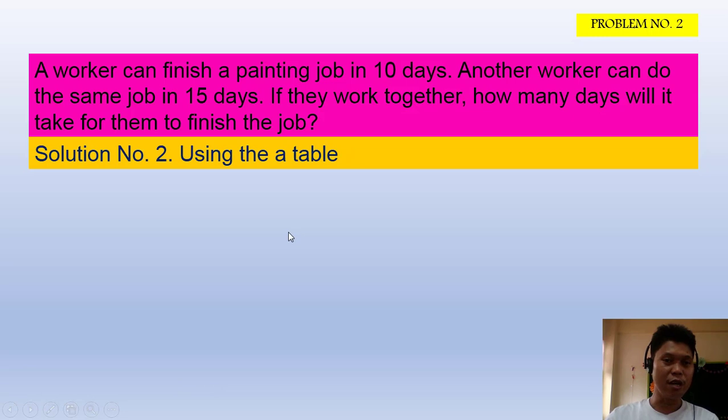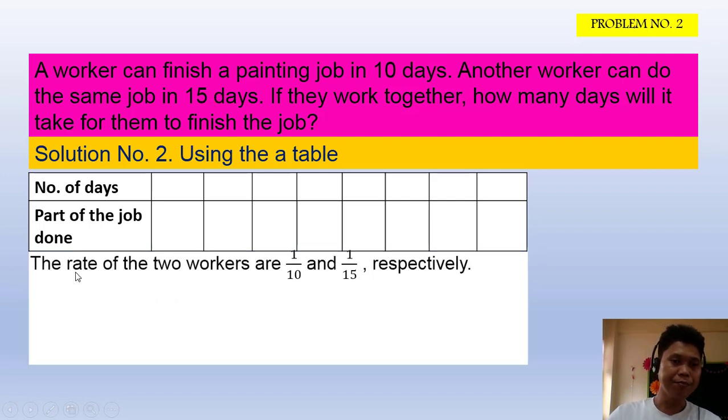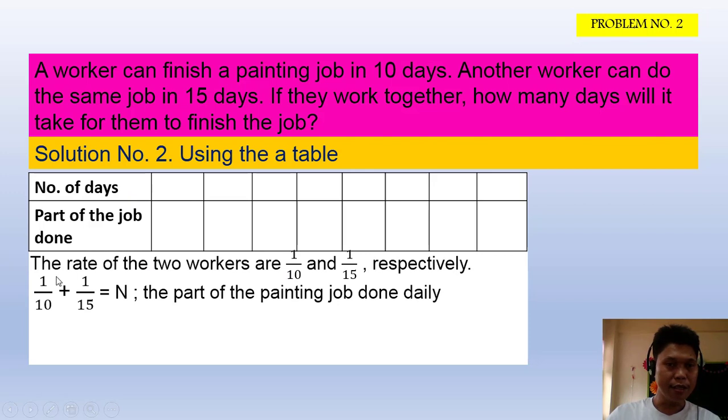Another is using the table. Pwede rin gamitan natin ang table, assuming that this is the number of days and then part of the job done. Alam natin ang rate is 1 out of 10 at ang pangalawa naman is 1 out of 15. So, kumbaga, sa first day, or day number 1, so 1 out of 10 plus 1 over 15 is equal to n is the part of the job done daily kasi combine silang dalawa.